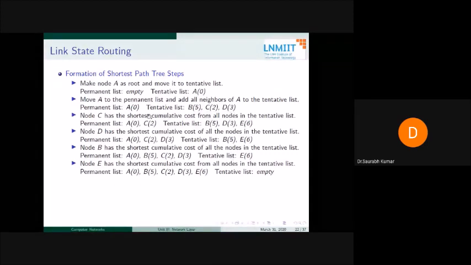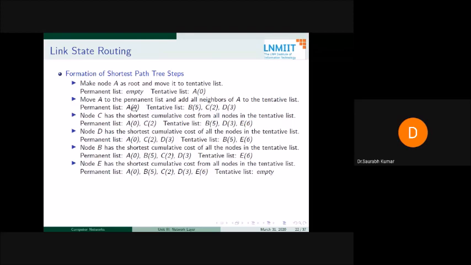Similarly, now you are going to process node C, move all the neighbors of C to the tentative list and move C to the permanent list, then node D, then B. Fine. Now the question arises, you may ask, sir, why have you not moved B before C? It is because C has a lesser cost value, that is 2, as compared to 3 and 5 for D and B respectively.